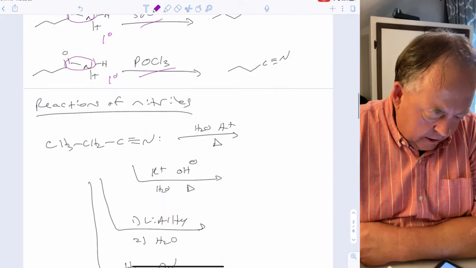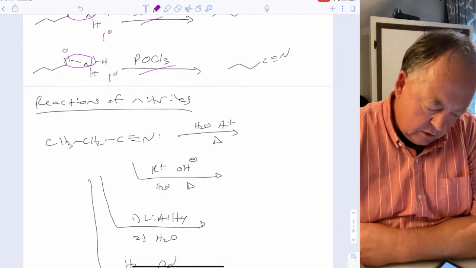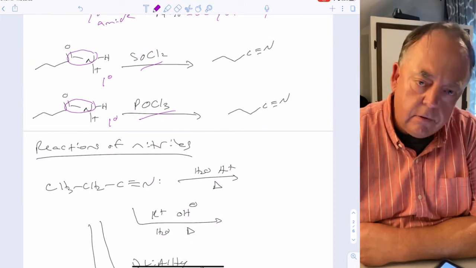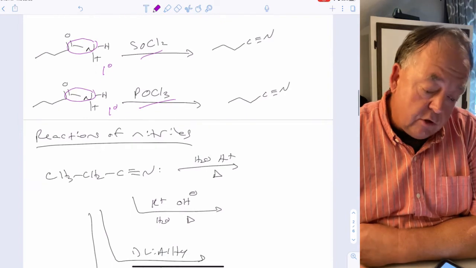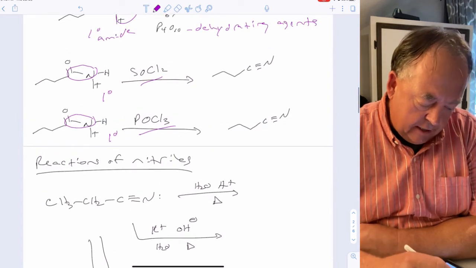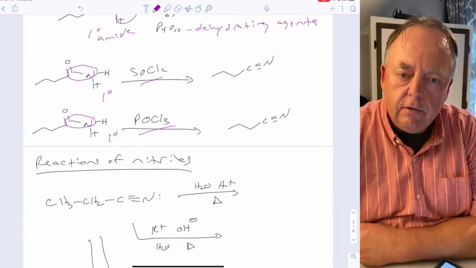And again, we're not going to go through the mechanisms there, just some reactions for you to remember. The carbon structure doesn't change at all, right? You just take that amide and convert it into a nitrile.